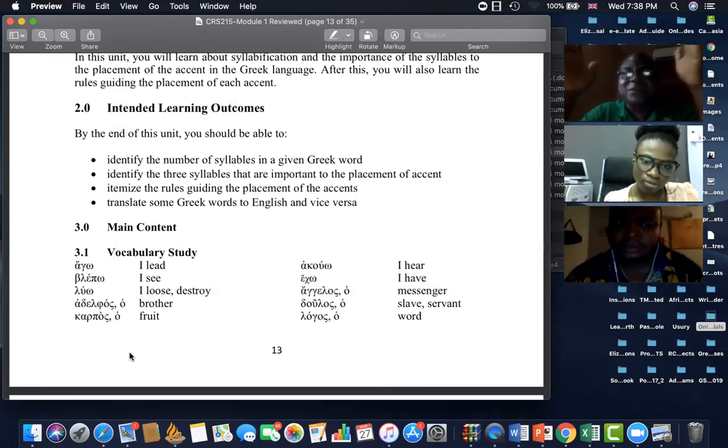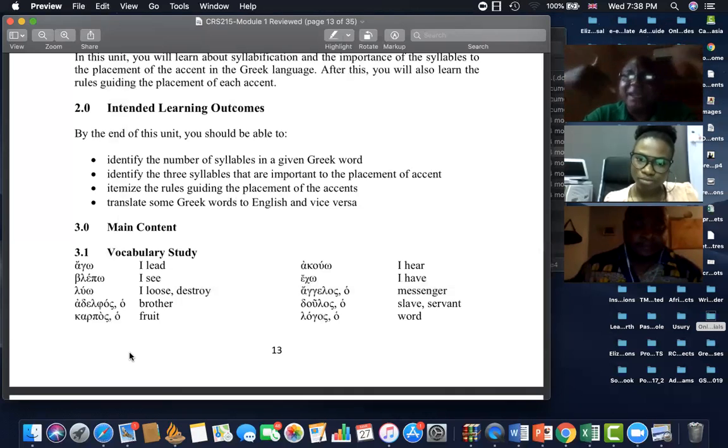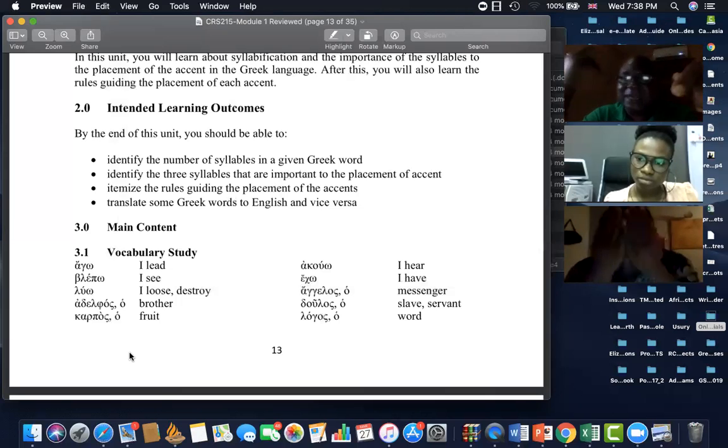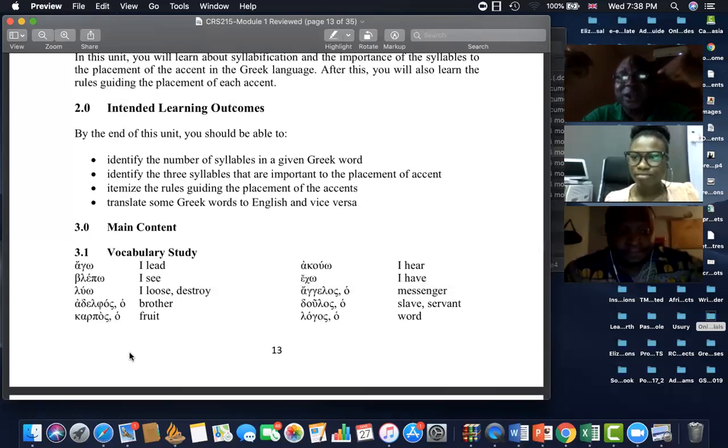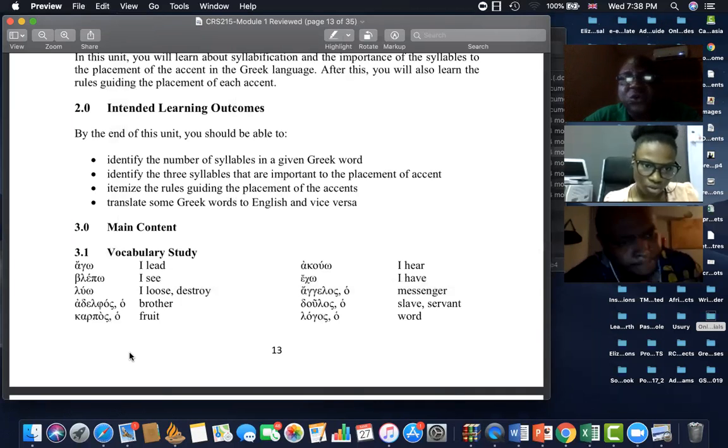Now, let me tell you, from now on, you need to do a lot of memorization. You must memorize those words and their meaning in English, so that when you see them in the exam, when you see them in your TMA, you will be able to answer. Because you are going to do a lot of Greek reading in your TMAs. Now, the second word is blepo. Blepo, I see. The third word is luo, I lose or I destroy.